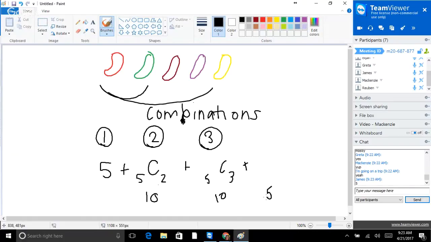Losing my pen here. There we go. And what about how many different ways can we do all 5 flavors? There's just one way, right? That you can get all 5 flavors.